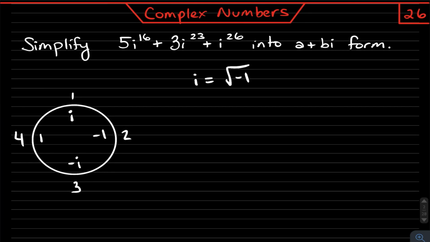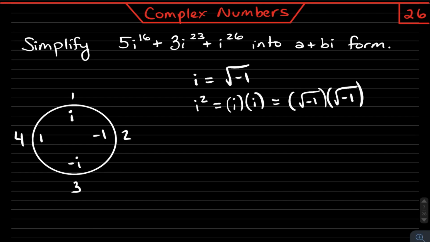So how do you know what i squared is? Well, i squared would just be i times i. And we know that i is the square root of -1, so it's like multiplying the square root of -1 by the square root of -1. When you do that, the square root goes away, and you're just left with -1. And so, what about i cubed?